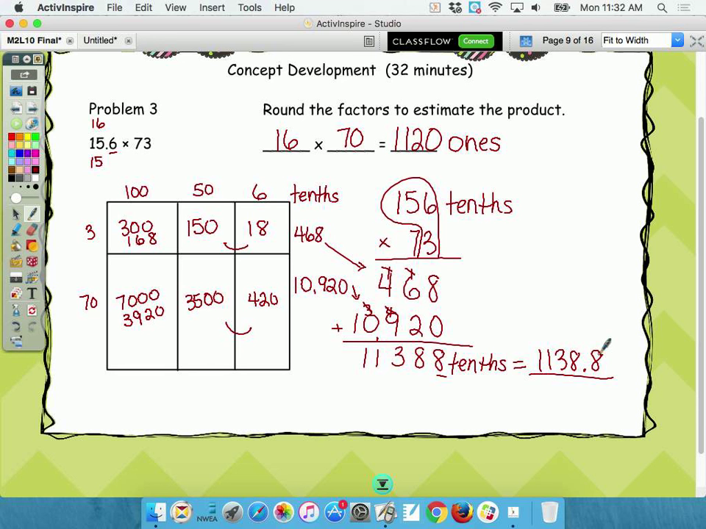Okay, good job. We're going to do the exit ticket now. Good job, boys and girls.